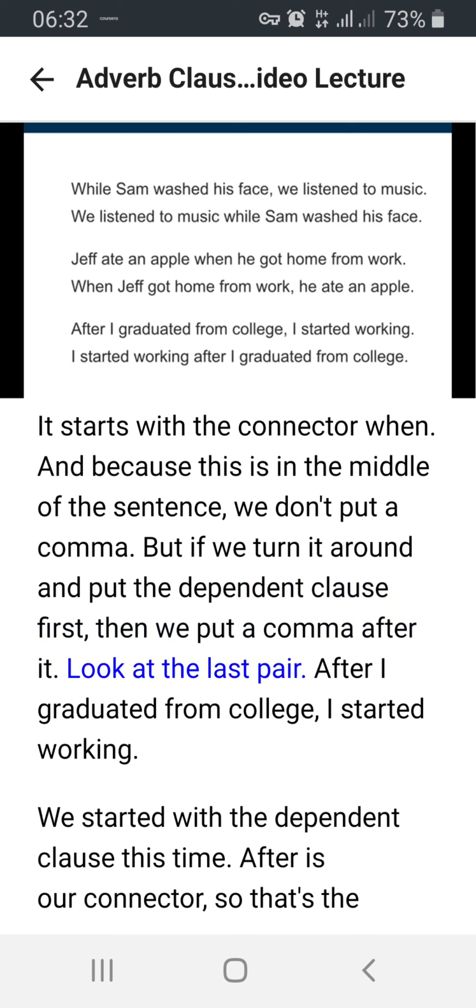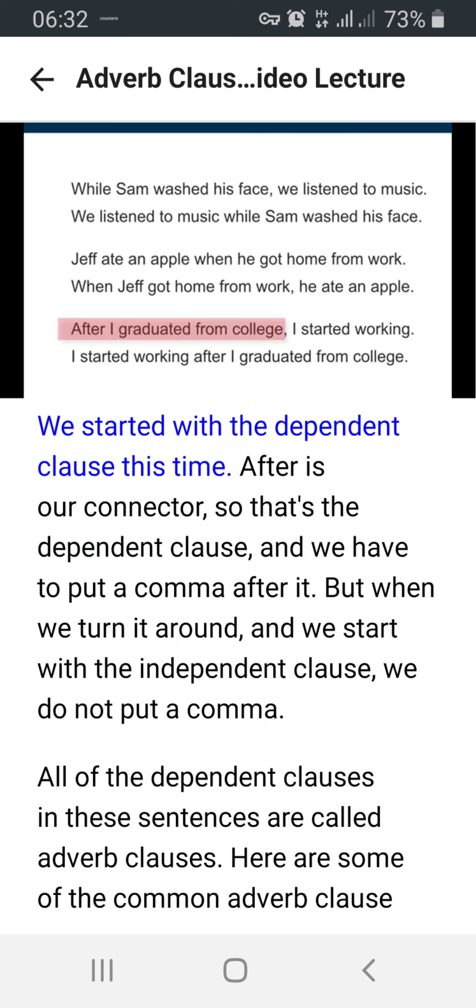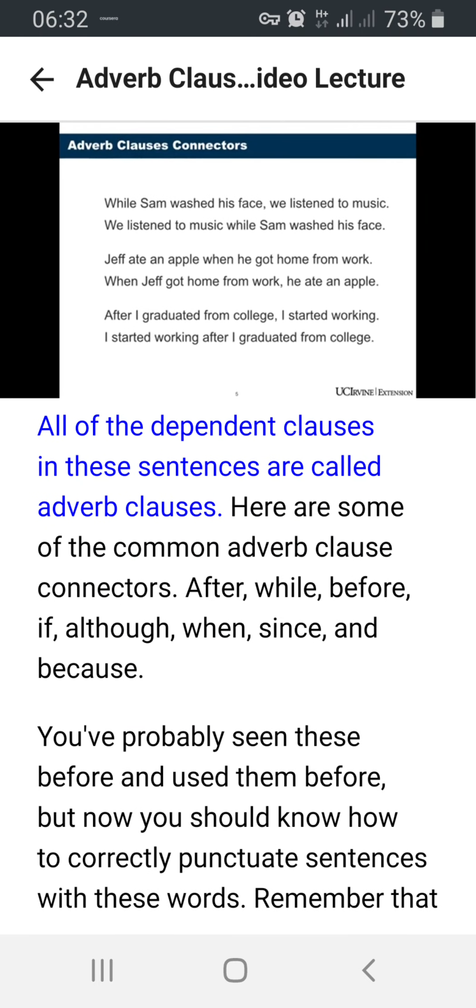Look at the last pair. After I graduated from college, I started working. We started with the dependent clause this time. After is our connector, so that's the dependent clause, and we have to put a comma after it. But when we turn it around and we start with the independent clause, we do not put a comma. All of the dependent clauses in these sentences are called adverb clauses.